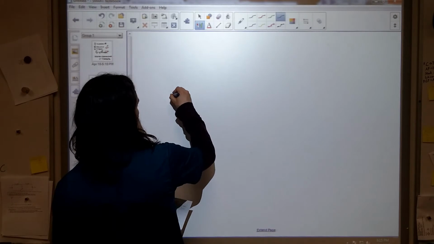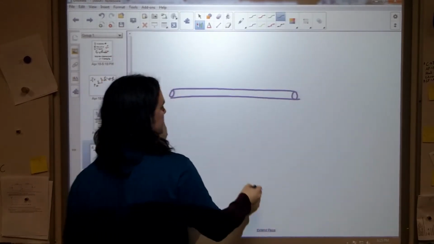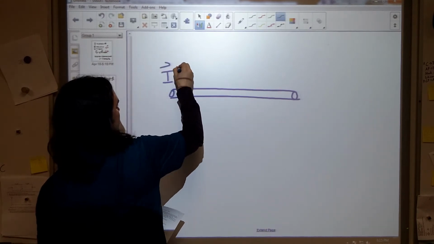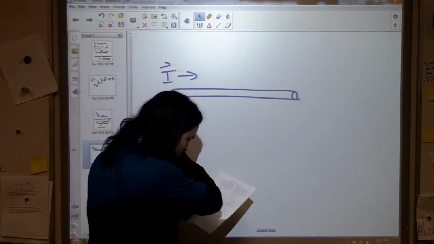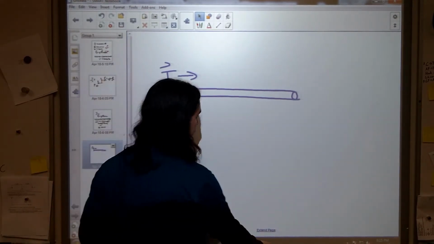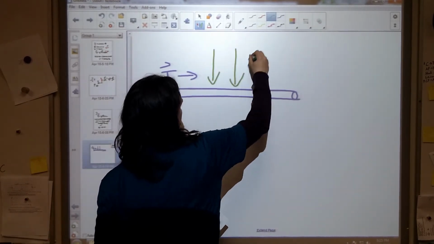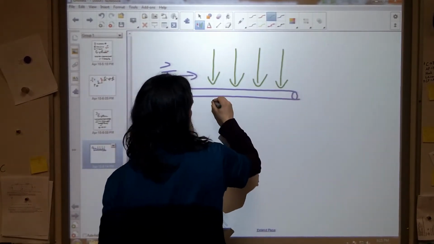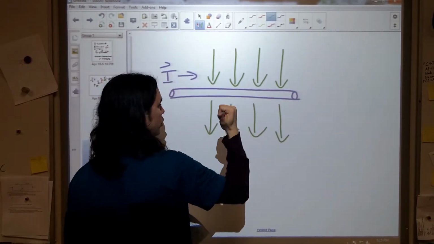So, what I'm going to draw here, it doesn't give us much in the lines of directions, but that's okay. I'm going to draw a piece of wire, and I'm going to say that we have a current that is going to the right, like this. And they say that we have a perpendicular magnetic field. So I'm going to say that the magnetic field is actually straight down. Doesn't matter, it could be straight up. Or into the board or out of the board.